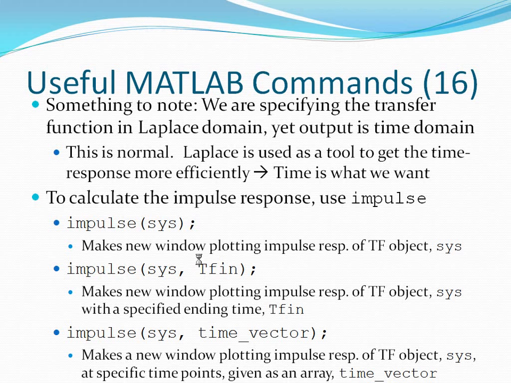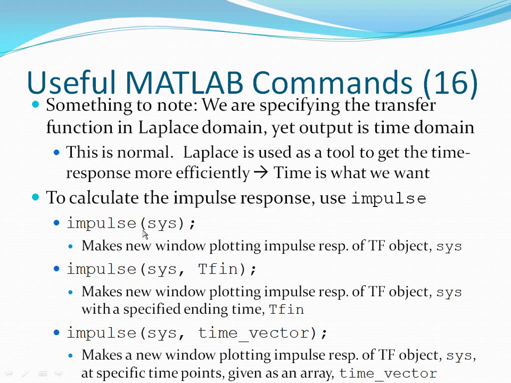To calculate the impulse response, you use the impulse command. You write impulse, then a pair of round braces, and what goes inside is the transfer function object that you specified using either TF or ZPK. When you run this command, it creates a new window that plots the impulse response over time for you.